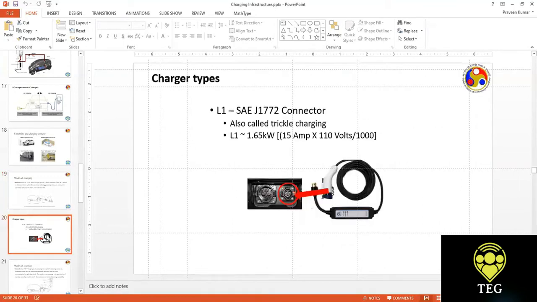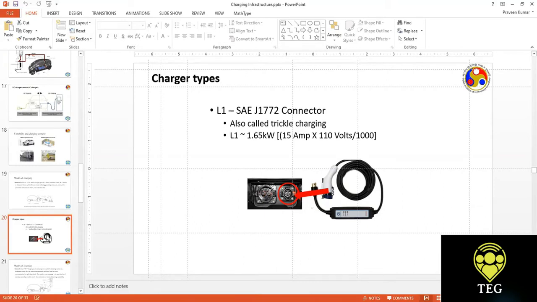Then comes the next point, which is the type of connectors that we use. So mode 1 chargers would usually use an SAE J1772 connector. Okay, and the typical power rating that these connectors would handle would be around 1.65 kilowatt. That's an average. Or if you have a 220 volt system, you can go up to 2.5. And if you can afford a 32 ampere current bus bar, then you can go up to 4 to 5 kilowatt of power. Okay, but the typical range which an SAE J1772 connector can handle is around 1.6 kilowatt to 2 kilowatts. So that's the maximum power rating.